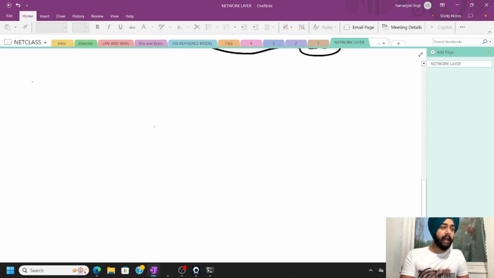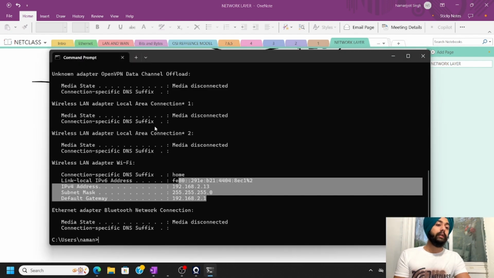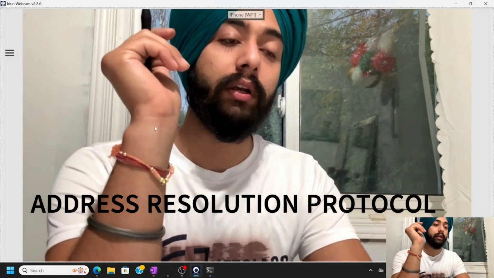At the network layer, we have one more protocol that is very necessary, called ARP. ARP stands for Address Resolution Protocol. What does it do?